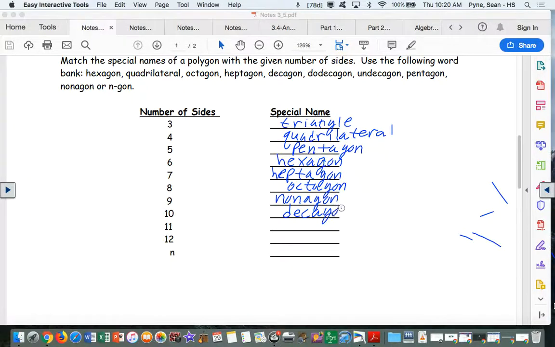What's the next one? Eleven is a tougher one. It begins with a U. Undecagon. And what's twelve? It's a dodecagon. Decagon, undecagon, dodecagon.